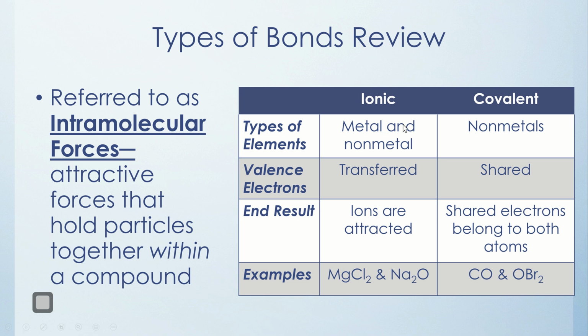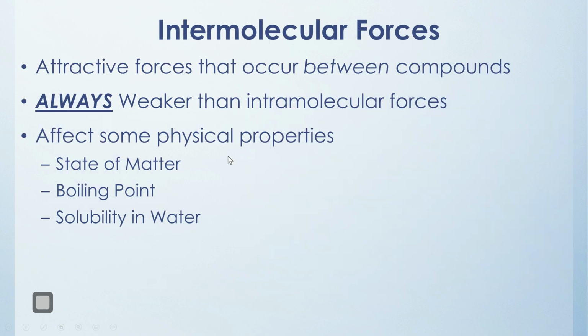So here's your review. Ionic are metal, nonmetal. Covalent are made of nonmetals completely. Valence electrons are transferred in ionic, shared in covalent, and the result is the ions are attracted in ionic. Covalent, they share the electrons, and then you can see my examples down below here. I have a metal and a nonmetal, a metal and a nonmetal, nonmetal, nonmetal, nonmetal, nonmetal, making the covalent.